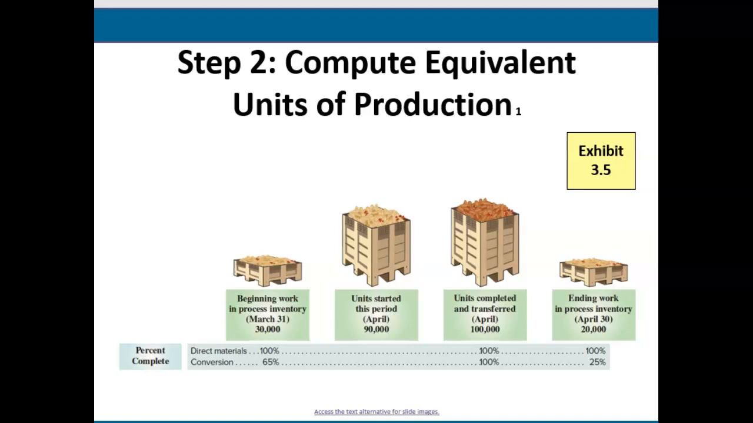We have to separately compute equivalent units of production for direct materials and conversion costs. The reason is that direct materials and conversion costs typically enter processes at different rates. We can see this is true for FitMix in Exhibit 3.5, where there are different percents of completion for direct materials and conversion costs for both beginning and ending work in process inventories.